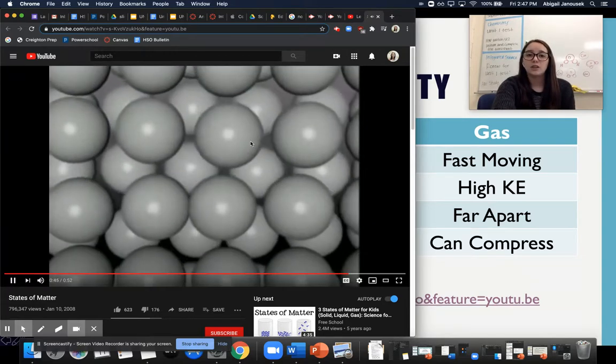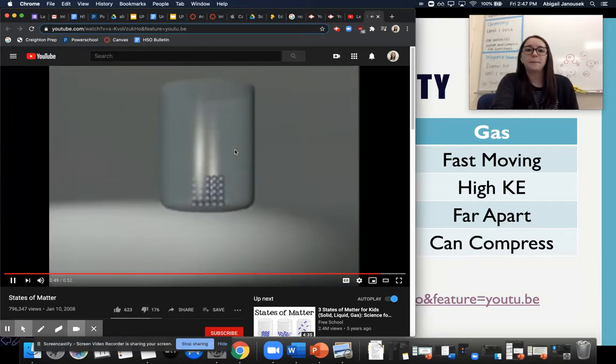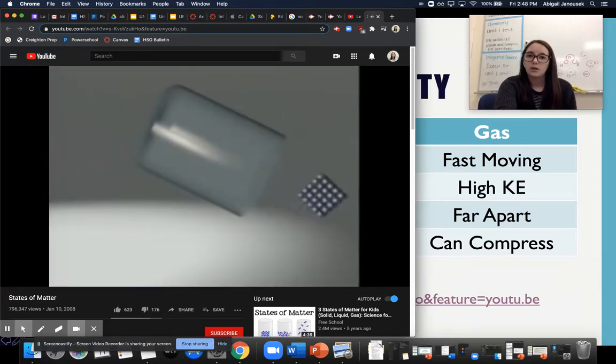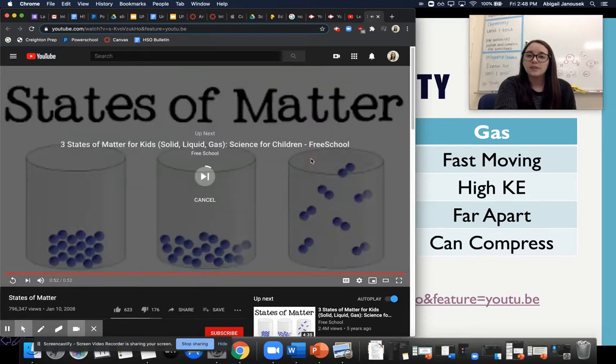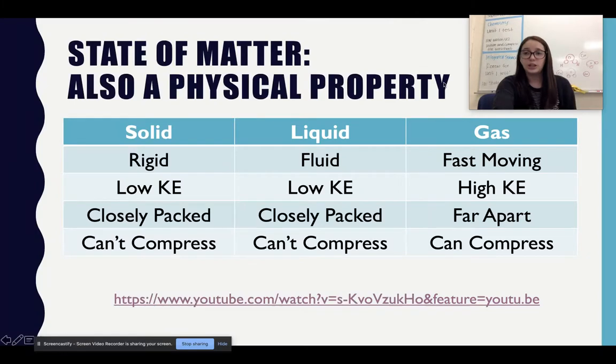Solids, they have a definite shape and volume, and you can see they're close together, like I kind of talked about. So gases, they'll collide with each other. It doesn't really matter where they collide. They can hit each other and then change direction. They're kind of like goldfish.